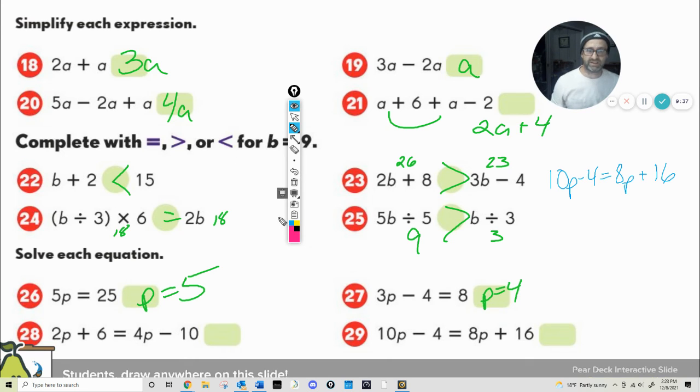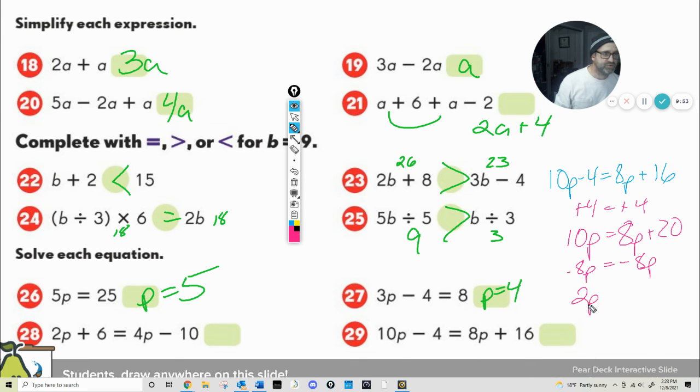I'm going to add 4 to each side to cancel out that minus 4. Plus 4, plus 4, 10p minus 4 plus 4 is 10p. 8p plus 16 plus 4 is 8p plus 20. And I'm going to subtract 8p from each side. 10p minus 8p is 2p. 8p plus 20 minus 8p is just 20. Oh, did I do that right?